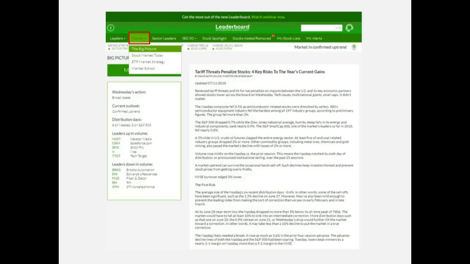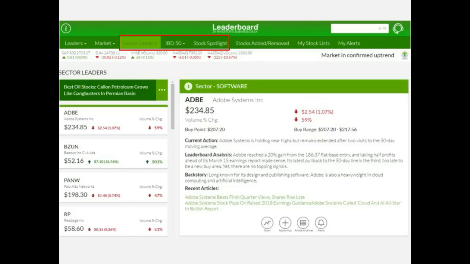We also offer 3 of our top performing lists if you're a leaderboard subscriber. You get the sector leaders, the IBD 50, and the stock spotlight. But what's different is every stock on the sector leaders and the top 10 of the IBD 50 will all be annotated like the stocks you've seen. Yeah, so you're going to see the buy points, the pullbacks, the sell points, and any other activity that's going on. We're tracking these stocks every day.